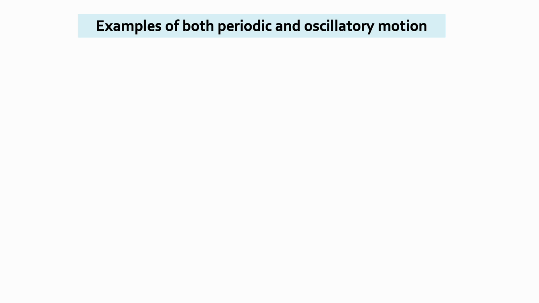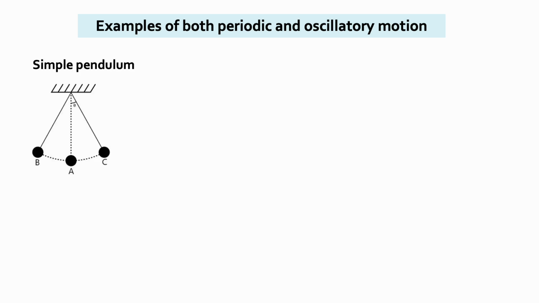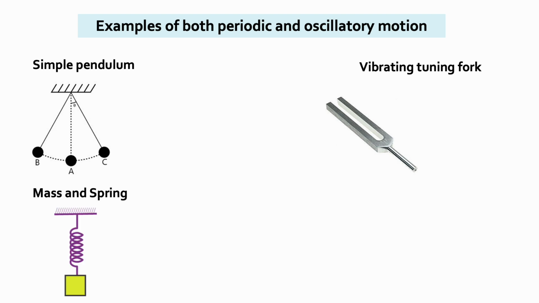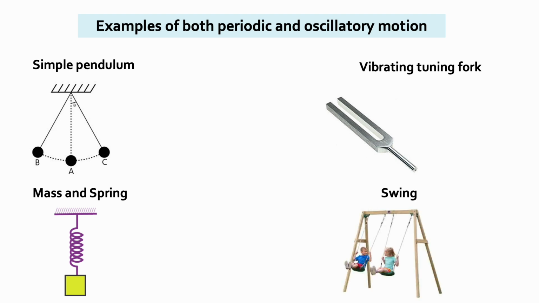So let's look at some examples that are both periodic and oscillatory. These include simple pendulum. It swings in a repeated back and forth pattern. Vibrating tuning fork, prongs move to and fro very rapidly. Mass on a spring moves up and down around a fixed point. Swing. You push it once and it keeps swinging in an oscillating and periodic way. So these motions have a central or mean position. They repeat regularly over time. That's why they are both periodic and oscillatory.